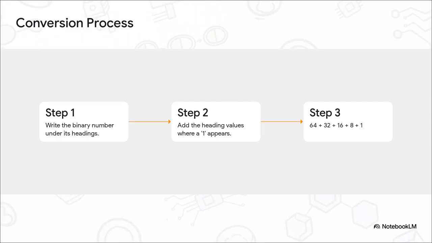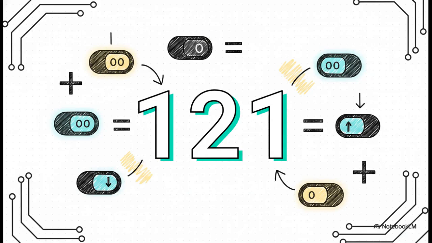First, you just line up your binary number under those headings, 128, 64, 32, all the way down to 1. Now for the easy part. You just look for every column that has a 1 in it, an on switch, and you add up the number at the top of that column. So in our case, we've got a 1 under 64, 32, 16, 8, and 1. So we just add them up. 64 plus 32 plus 16 plus 8 plus 1. You add all those up, and what do you get? 121 in our good old Denary system. See? Not so scary. It's all about just seeing which switches are flipped on.